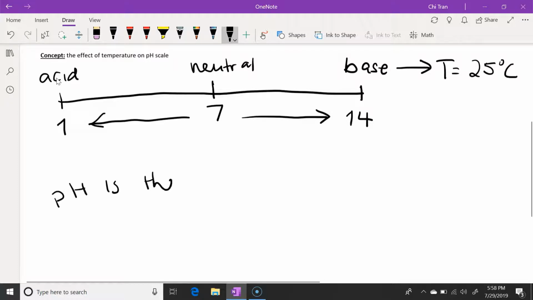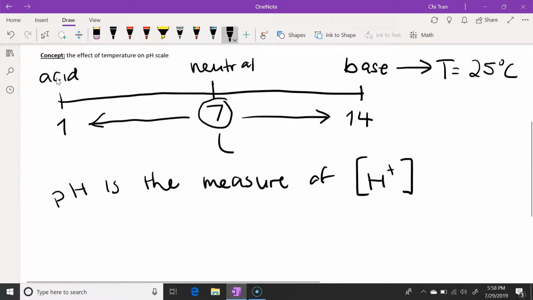If we were to be more technical about it, pH is actually the measure of the concentration of H+. The pH of 7 doesn't necessarily mean the solution is neutral. It means there is 1 times 10 to the power of negative 7 of H+.